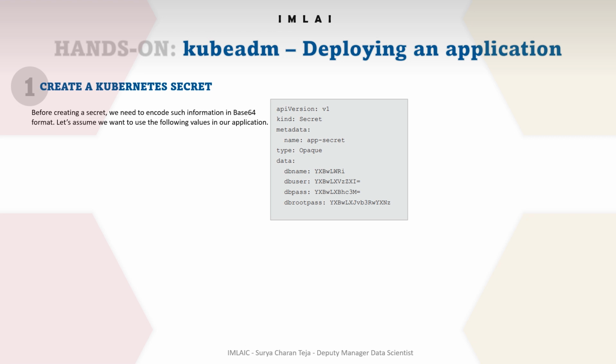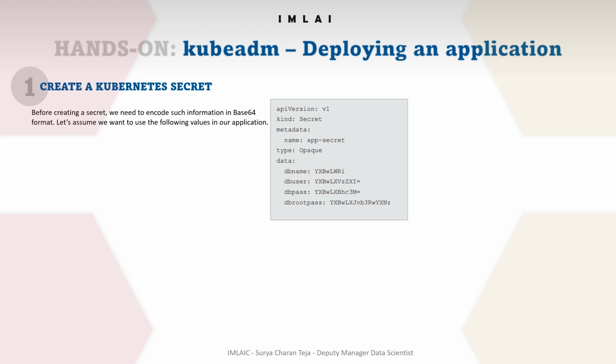So you can see that we have created a lot of secret files also, and here are the API version, kind, and then metadata. The name of this is app secret, and the type is Opaque, and the data here are that. So this is a key value pair. The key is the data name, and then the value is the encoded password. So these are all encoded passwords.